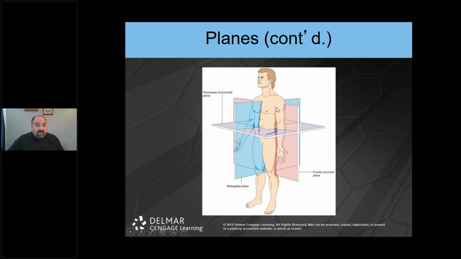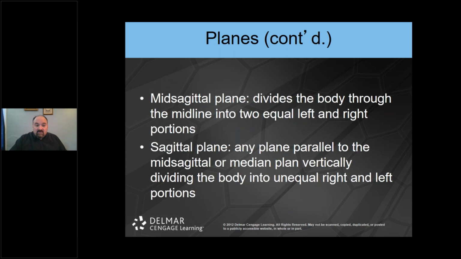The right portion would be greater than the left portion if that plane were right here, separating the body into a right area and a left area. They're unequal, but mid-sagittal is down the midline of the body, so it would separate the body into two halves. So mid-sagittal divides the body through the midline into two equal left and right portions. Now the sagittal is not necessarily mid-sagittal. It is any plane parallel to the mid-sagittal, so it divides the body into unequal right and left portions.